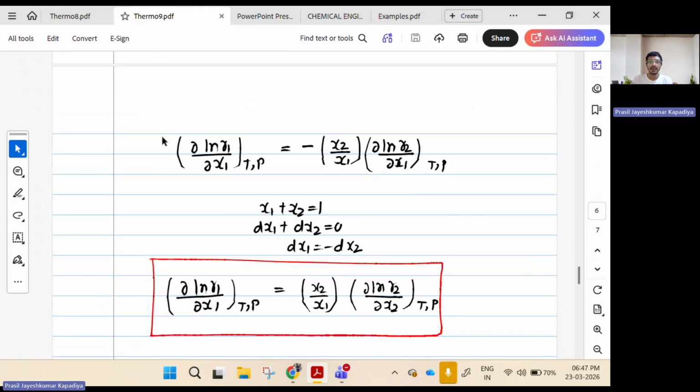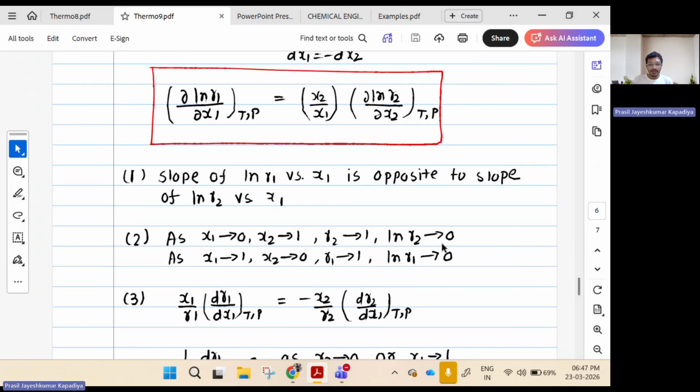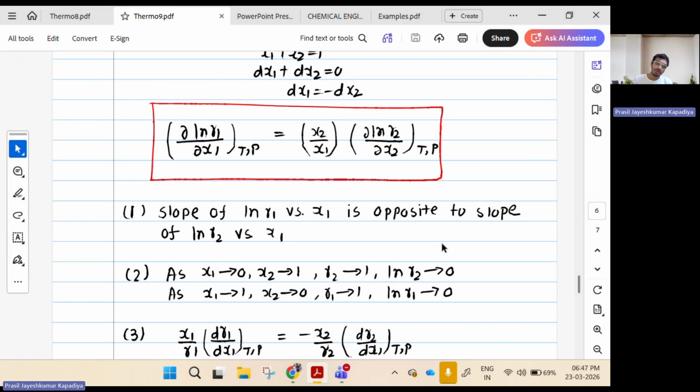Let's say this x1 term is here, x1 by x2 is written like this. So when x1 tends to 0, I will have the equation minus x1 by x2 del ln gamma 1 by del x1 is equal to del ln gamma 2 by del x1 at constant temperature and pressure. Okay, so now I'm saying that x1 is tending to 0. So this term is going to be 0. So I'm only left with del ln gamma 2 by del x1 equal to 0. Okay, so del gamma 2 is tending to 0, meaning gamma 2 is tending to 1.